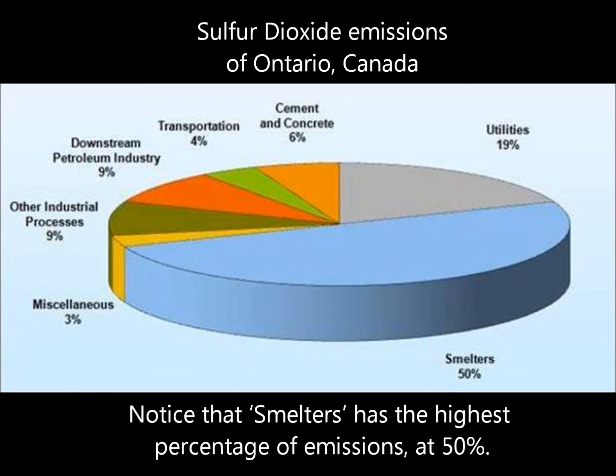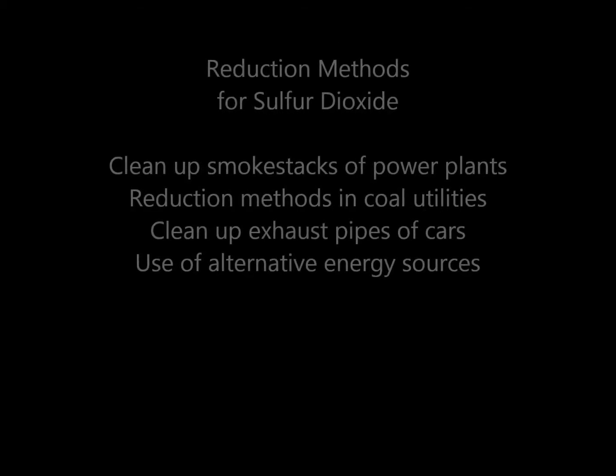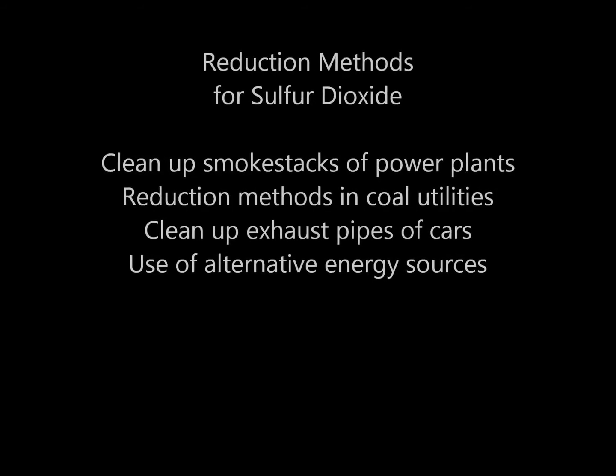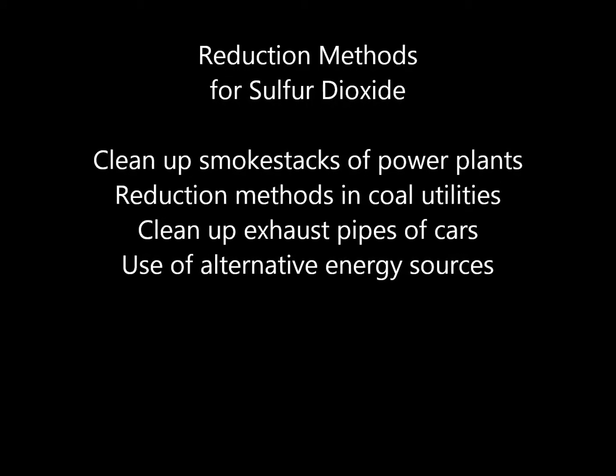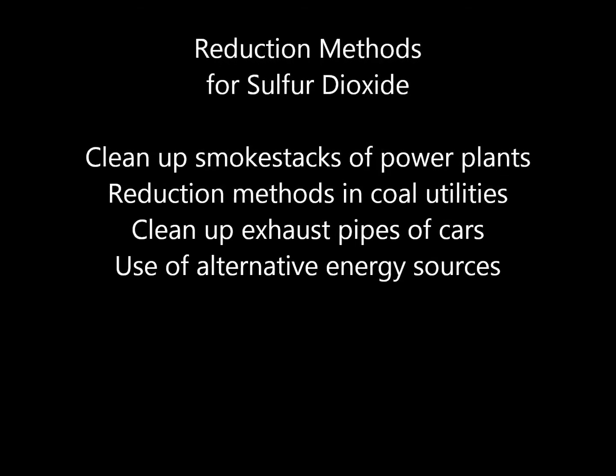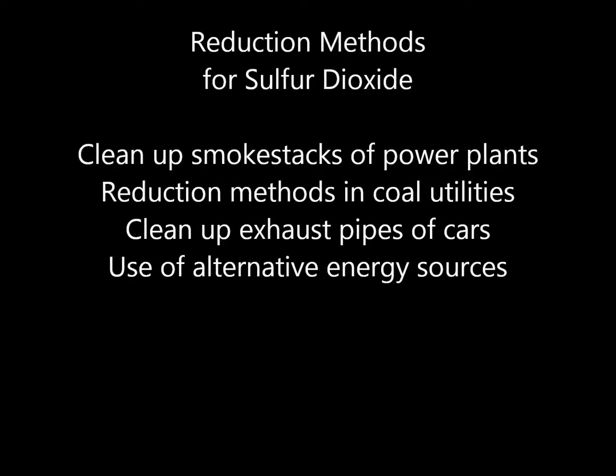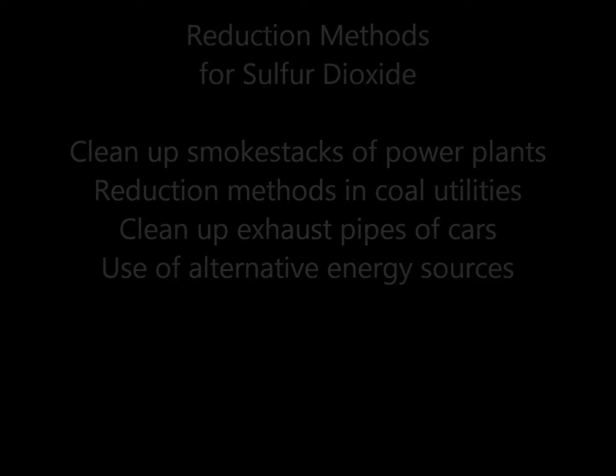Well, as you can see from the PowerPoint slide, for sulfur dioxide emissions of Ontario, Canada, the greatest amount is from smelters at 50%. This means that smelters, which are part of the industry and the factories of a country, produce the most sulfur dioxide emissions. So, in order to reduce, we can clean up the smokestacks of power plants, or use reduction methods in coal utilities. We can clean up exhaust pipes of cars and also use alternative energy sources.